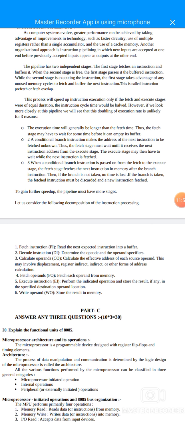FI is fetch instruction, DI is decode instruction, CO is calculate operand. FI: read the next expected instruction into a buffer. DI: determine the opcode and the operand specifiers. CO: calculate the effective address of each source operand. Fourth is FO, fetch operand: fetch each operand from memory. EI, execute instruction: perform the indicated operation and store the result, if any, in the specified destination operand location. Write operand, WO: store the result in memory.